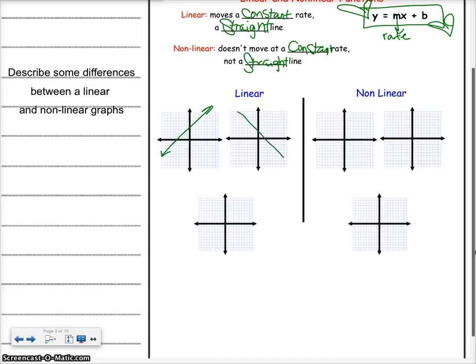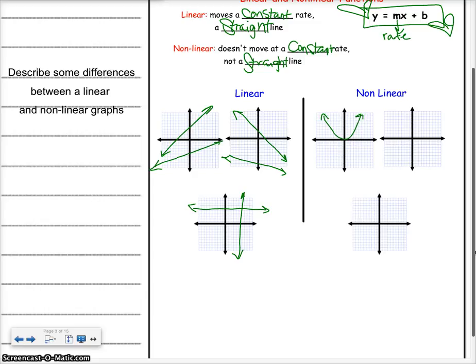Linear, ooh, it can decrease constantly too, straight line. Hey, guess what else it can do? It can be just a horizontal straight line or a vertical straight line. Anything that's straight is linear. And it doesn't matter the steepness. Linear is anything straight.